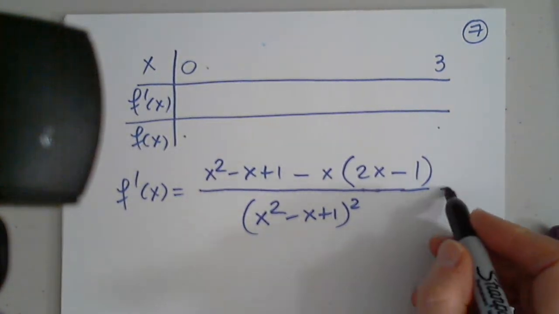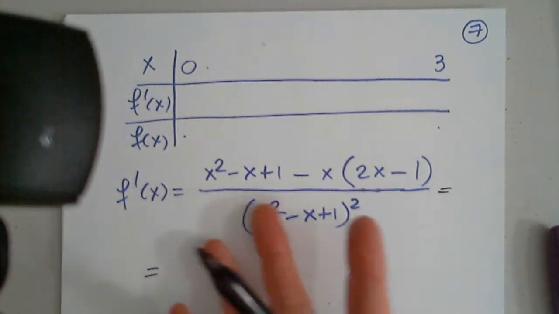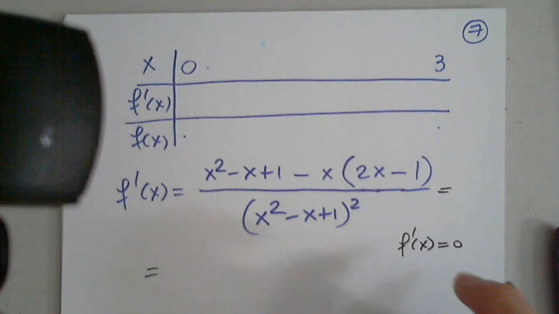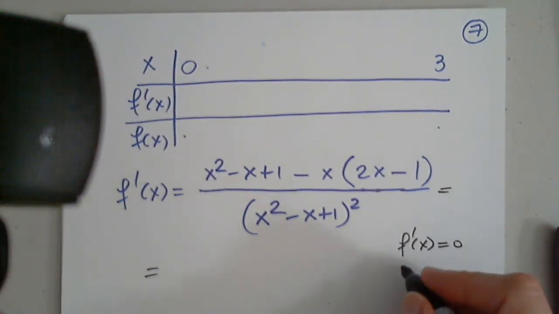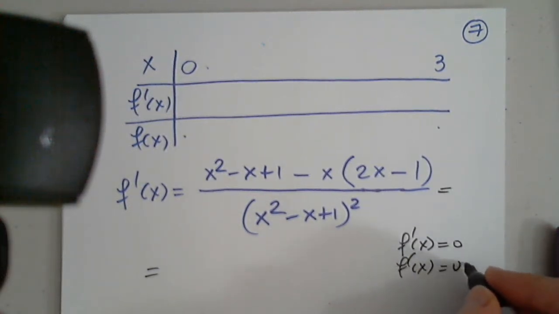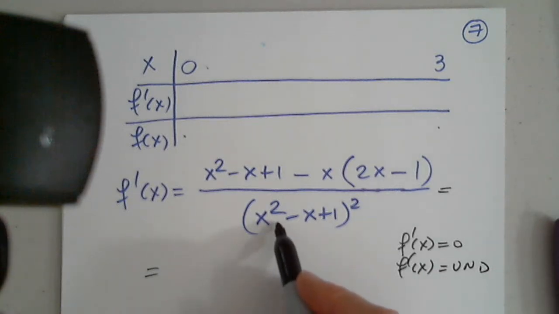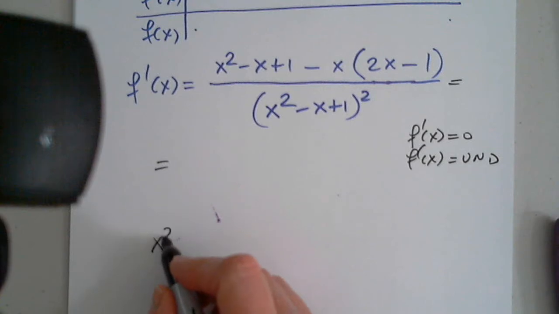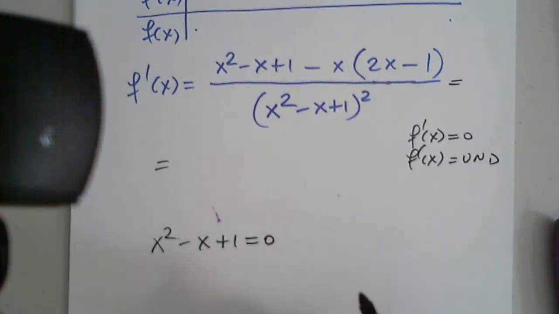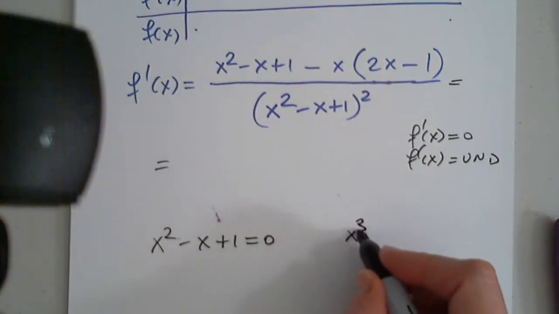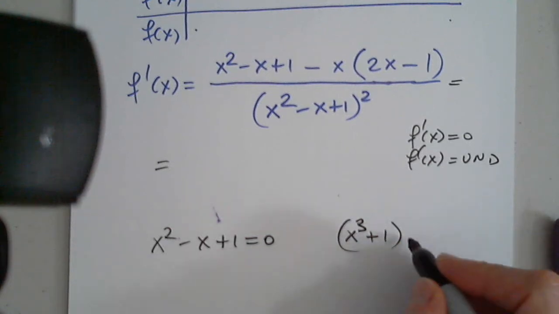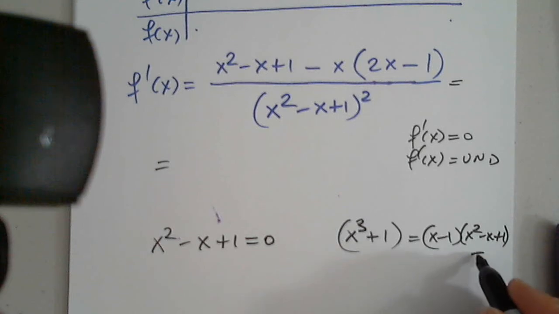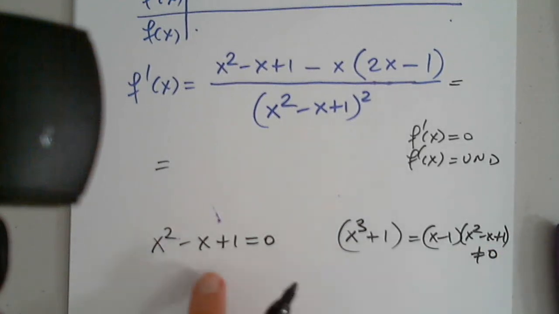So I will try to simplify as much as possible. And I don't know what to do with this, because remember, I need to find f prime of x equals 0. I need to find the solutions for this, or f prime being undefined. So talking about this for a moment, and I'll come back. x squared minus x plus 1 is a factor of x cubed plus 1, which is x plus 1 times x squared minus x plus 1. This is never 0.